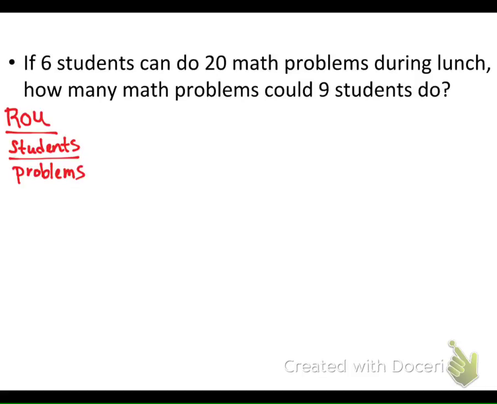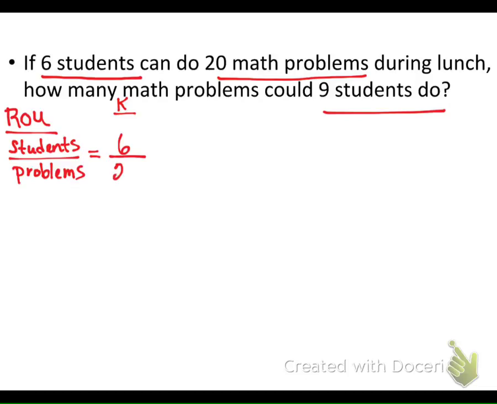Step 2 on your worksheet says set up a proportion. So we're going to set up a proportion based on 2 ratios. The first one is going to be the information that we know. When I do word problems, I go back through and I underline the numbers that I see. So we see 6 students, 20 math problems, 9 students. So if 6 students can do 20 math problems during lunch, how many math problems can 9 students do? So my first ratio is the things that I know. So what do I know? 6 students. So 6 students goes where? On top. What else do I know? 20 math problems. And that goes on the bottom.